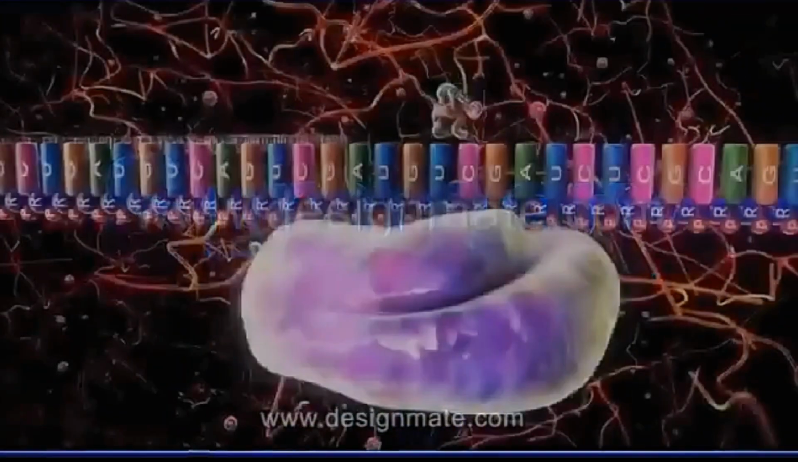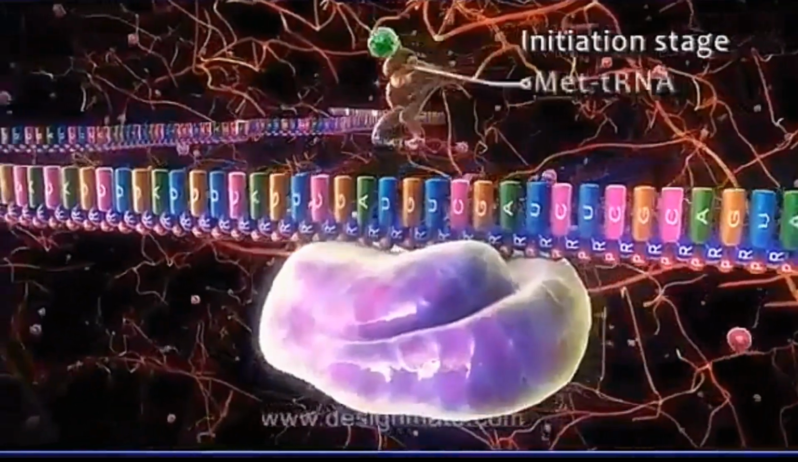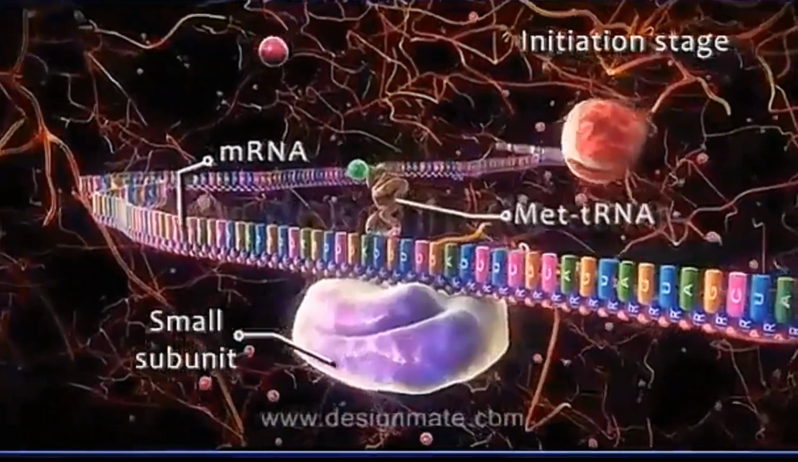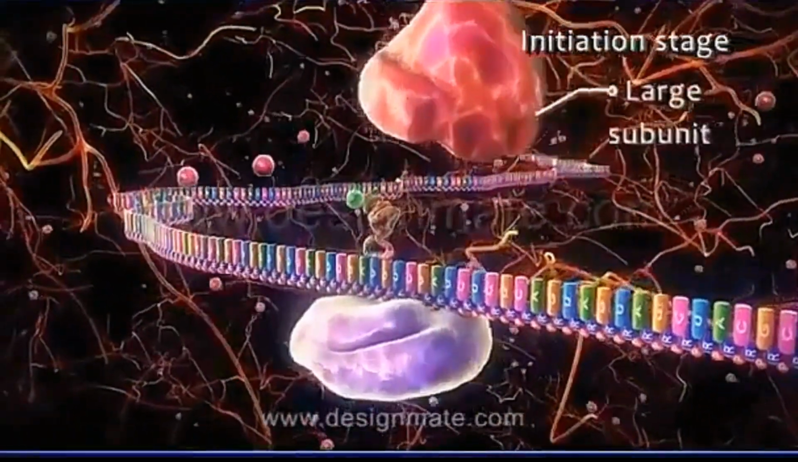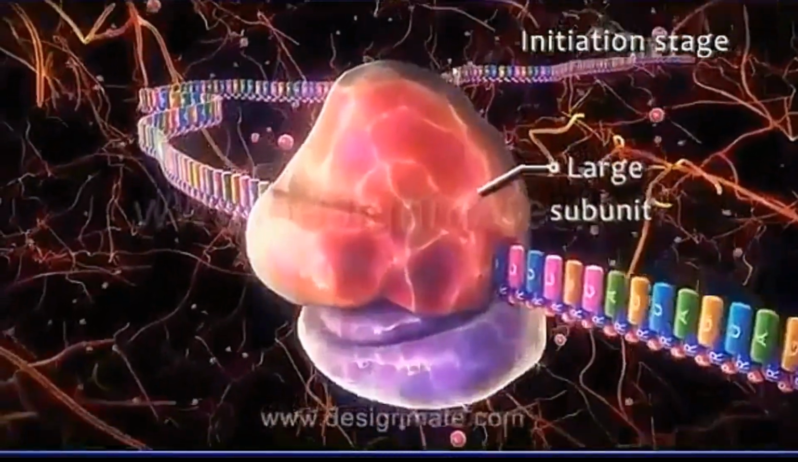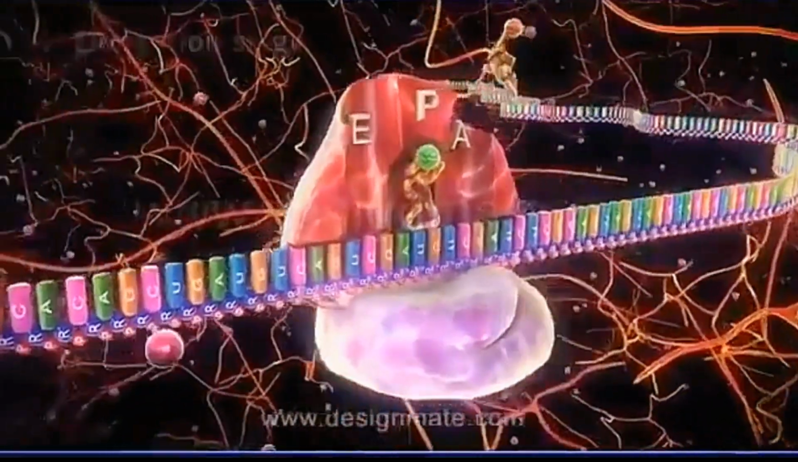Summary: protein synthesis shows that the first stage involves the binding of the met-tRNA to mRNA and the small subunit of the ribosome. The larger subunit of the ribosome then combines with the small subunit. The second stage is the elongation stage.